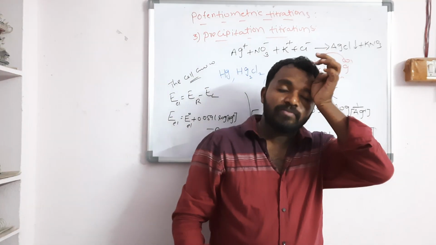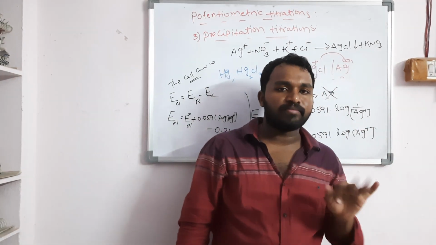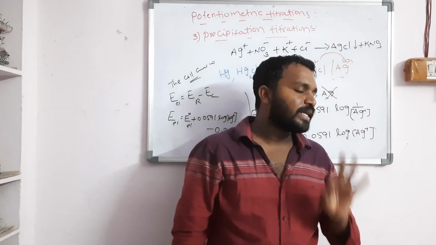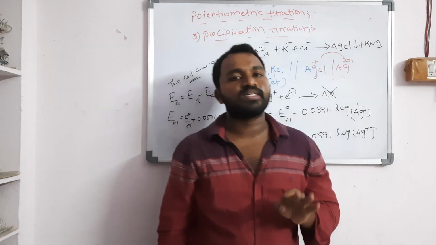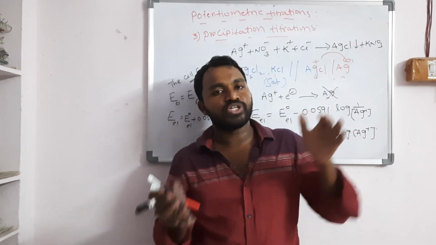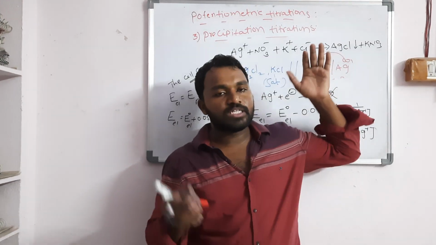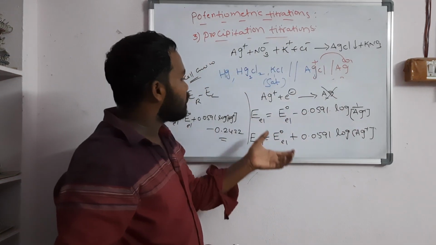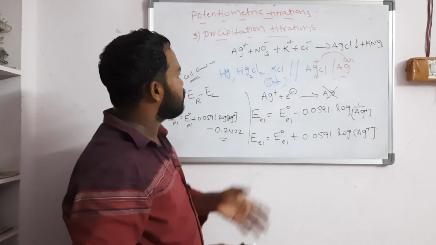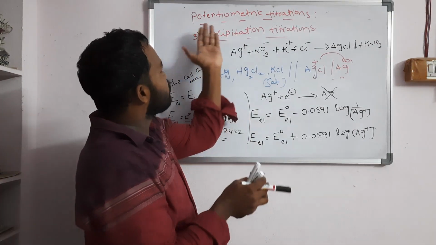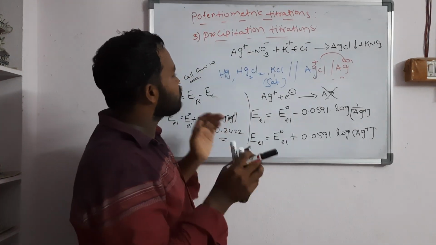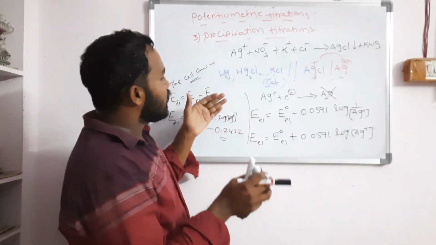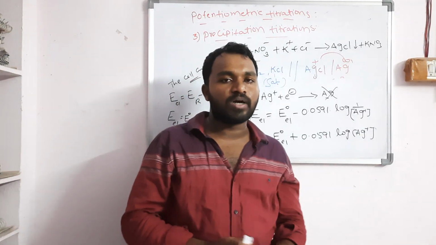So in potentiometric titrations we discussed 3 types: acid base titrations, redox titrations, and precipitation titrations. In the exam, if they ask a 6 marks question, you should write it cut short, maximum cut short, because if you take this much time you will waste your time in the examination. If they ask potentiometric titration for 6 marks, write directly the final equations, about 1 to 1.5 pages. You will get full marks for this.